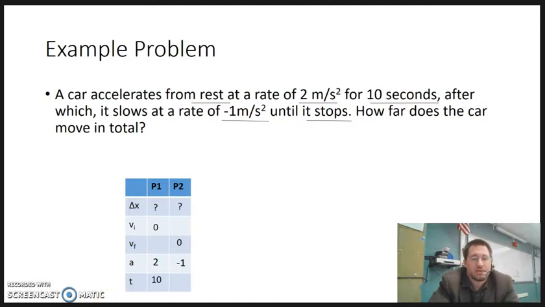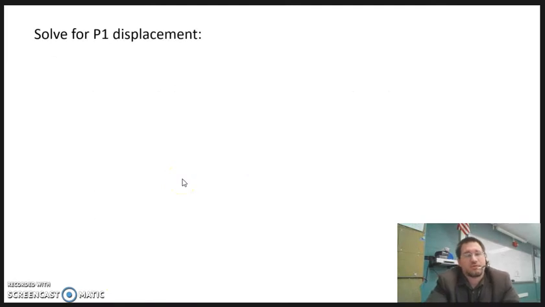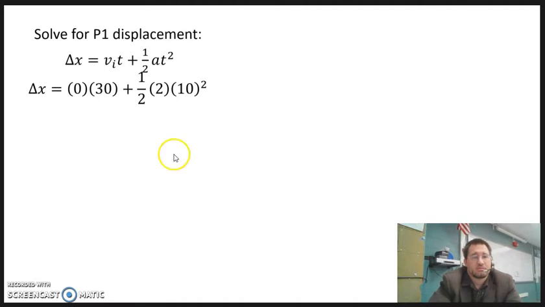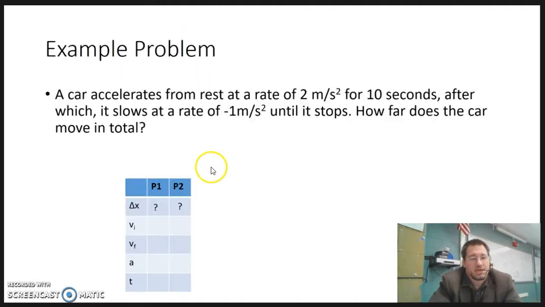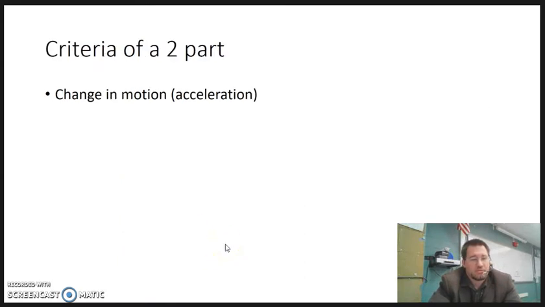So here we go on to solving this out. Okay, so what are we looking for? The first one we can solve for directly: part 1's displacement. Well, we choose our equation. This equation makes sense because if we look back at our data table here, we knew everything that was in it, right?